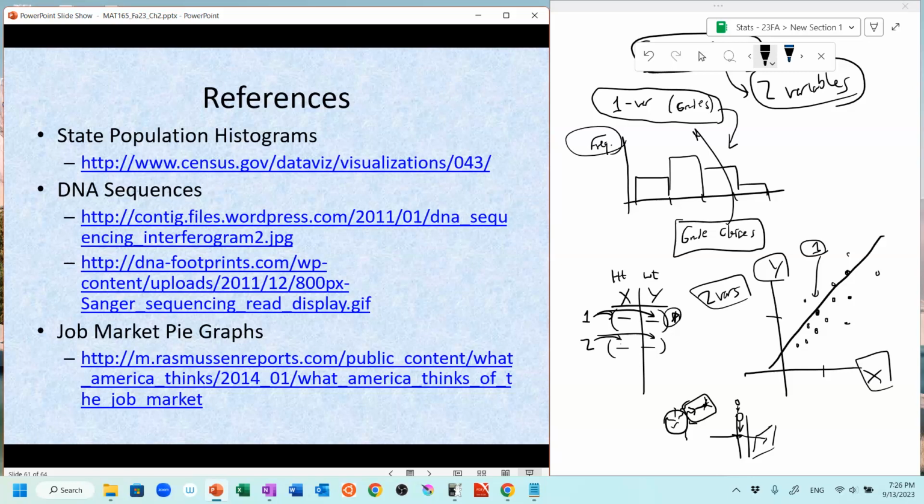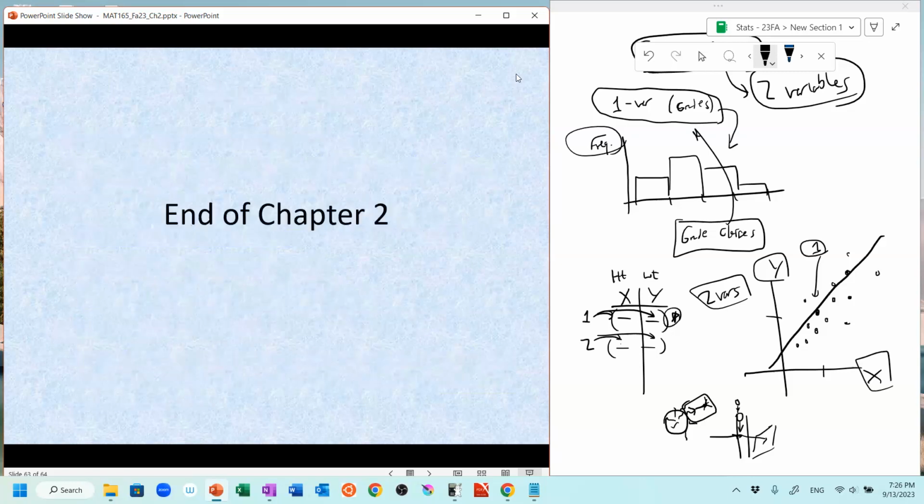I think so. These are the sources, and that wraps up our discussion for chapter 2. So when we come back in class on Tuesday, we'll talk a little bit about log and semi-log plots. We'll talk about how to create some of these graphs on Excel or by hand, and then we'll move on to chapter 3.